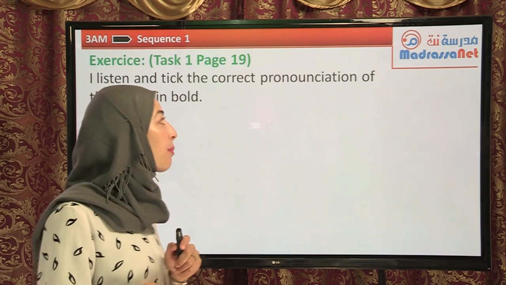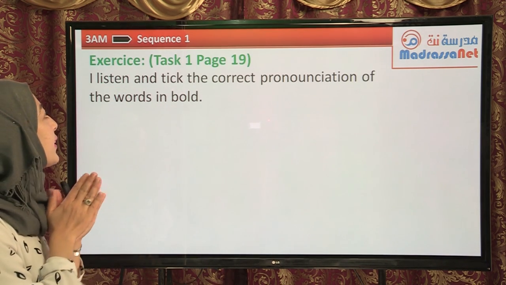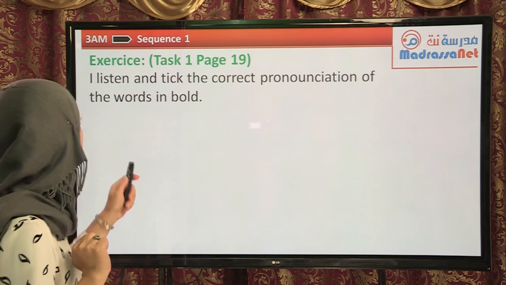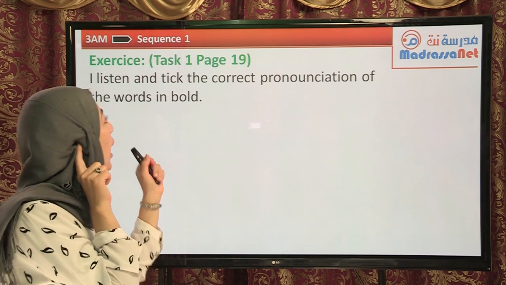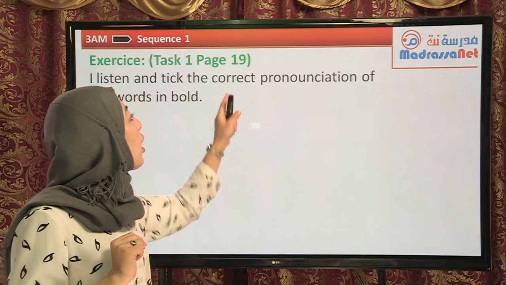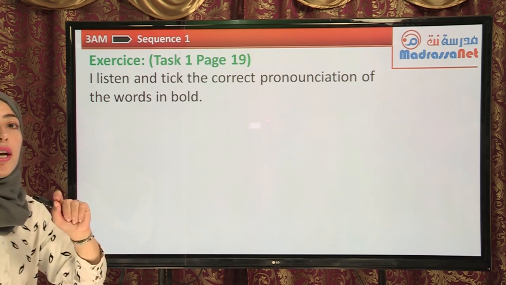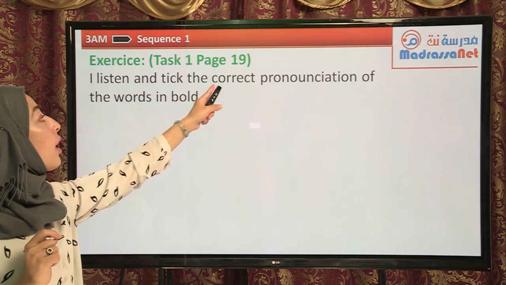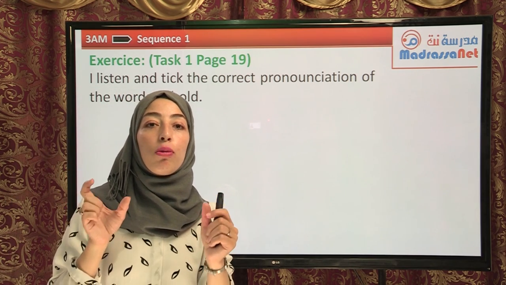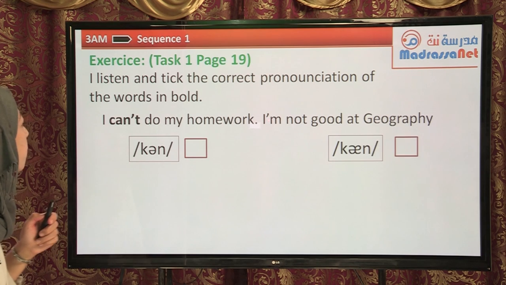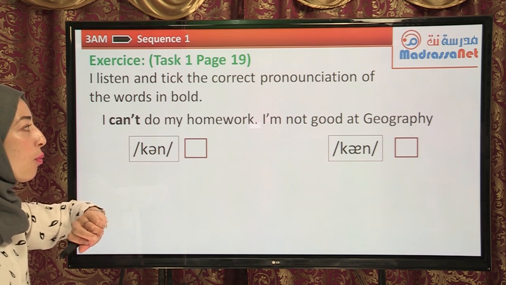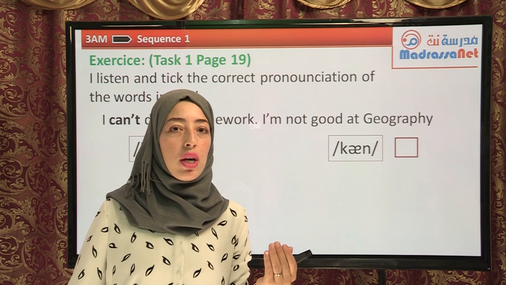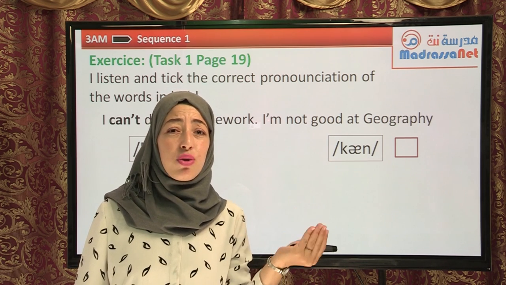Short answers. Let's take an exercise. It's time to exercise. Let's take task 1, page 19 of your school book. I listen, you listen to me. I listen and tick the correct pronunciation of the words in bold. I can't do my homework. I'm not good at geography. I can't do my homework. I cannot do my homework. I'm not good at geography.